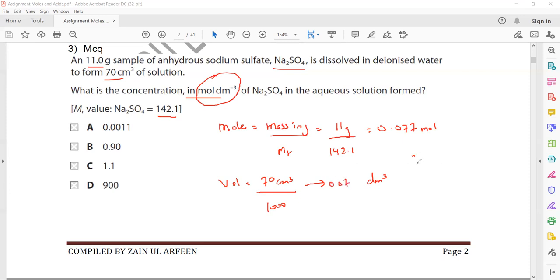So to get the concentration, we have moles and volume. Moles divided by volume will give the concentration. Moles are 0.077 and the volume is 0.07. 0.077 divided by 0.07, that's equal to 1.1 mole per dm cube. It matches with option C.